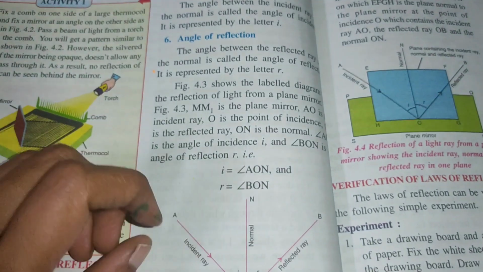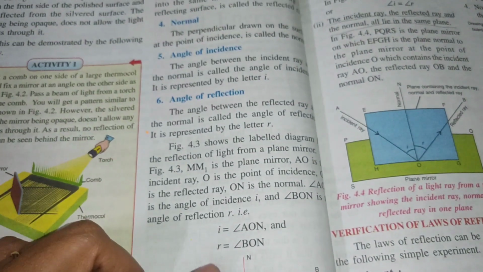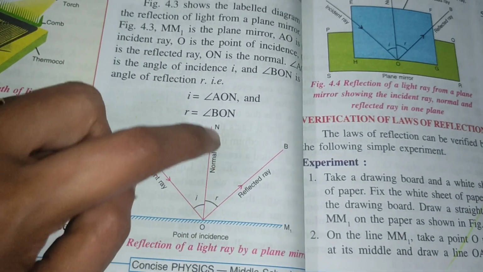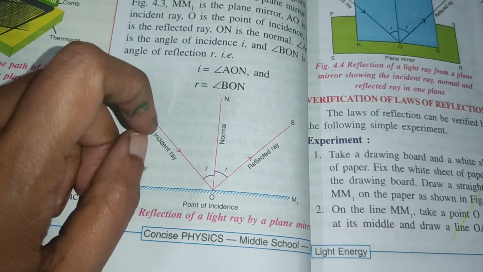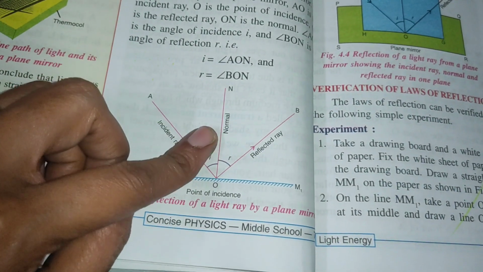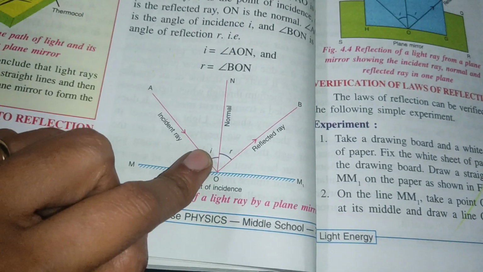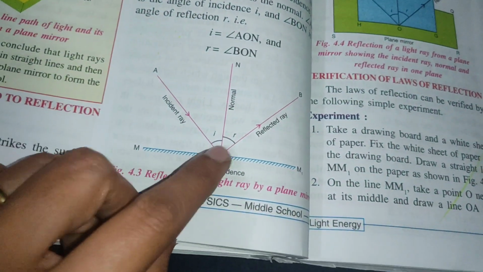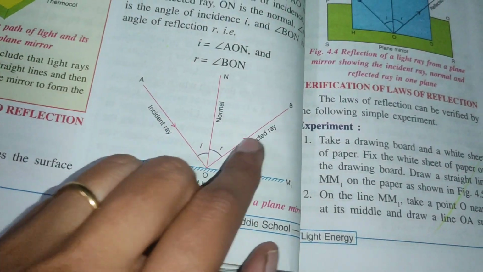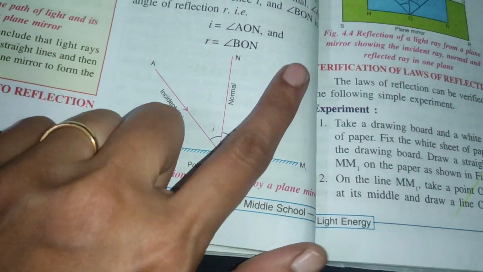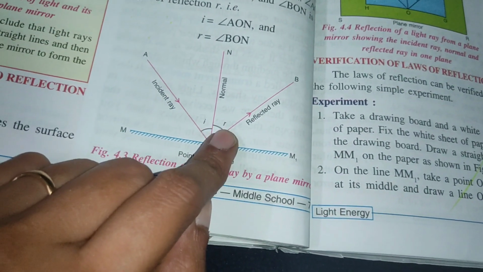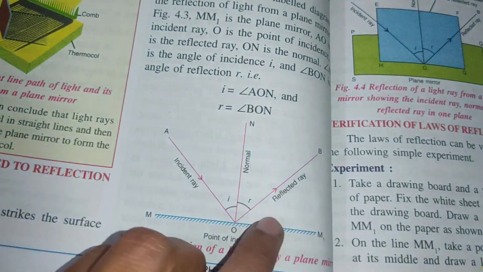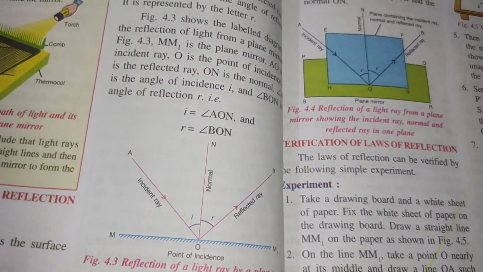At the point of incidence we draw a line perpendicularly, which is called the normal. The angle between the incident ray and the normal is called the angle of incidence, denoted by I, and this is the angle of reflection. So how much angle it is incident at, we draw the normal to know the angle. This is I, the angle of incidence, at what angle it is incident and at what angle it is reflecting, that is the angle of reflection, between the reflected ray and the normal, represented by R. So I is equal to angle AON and R is equal to angle BON.